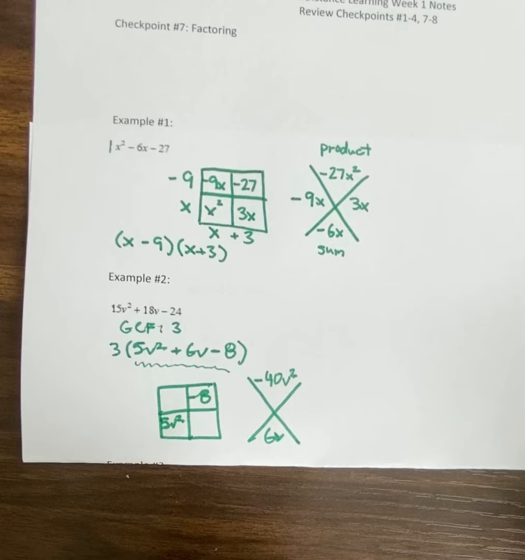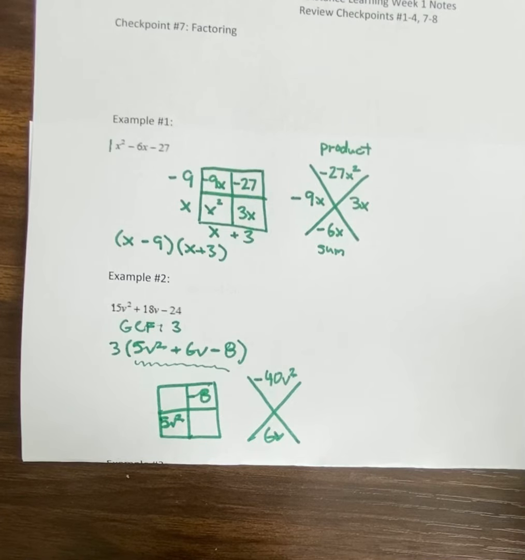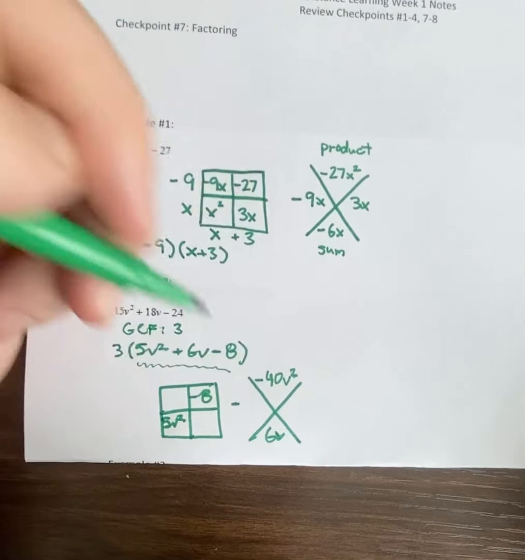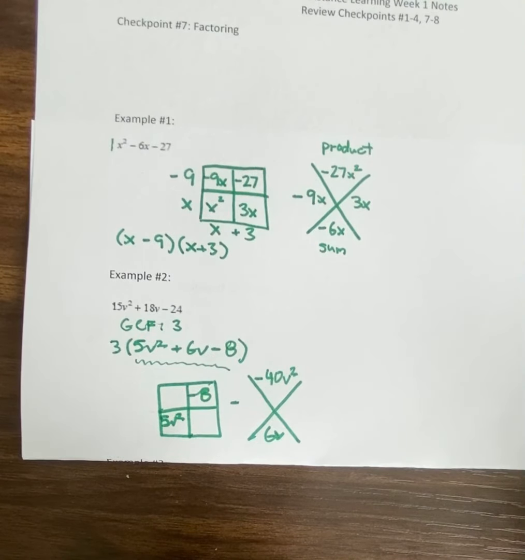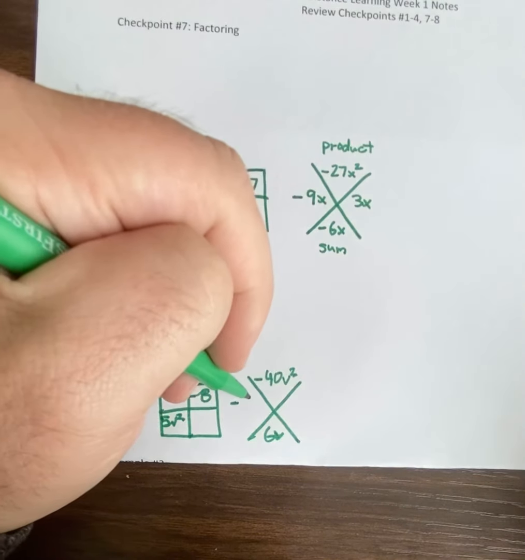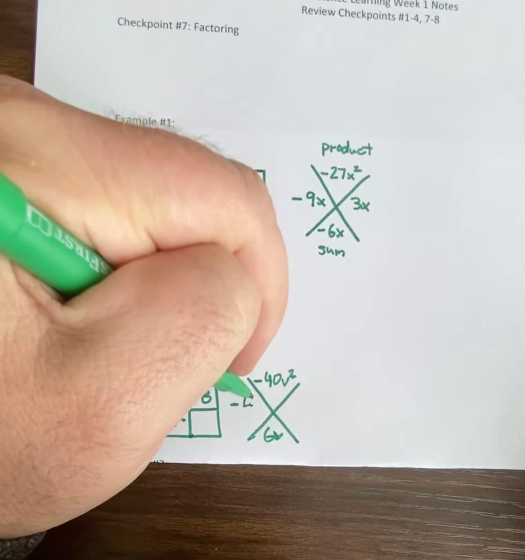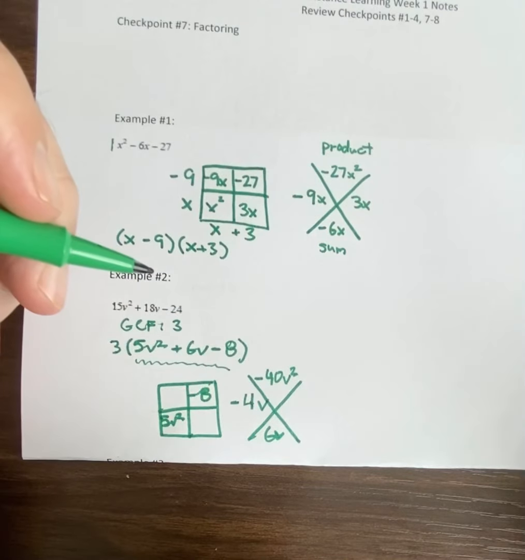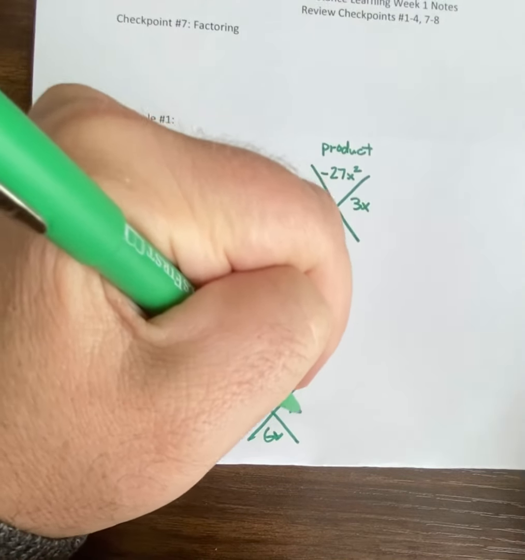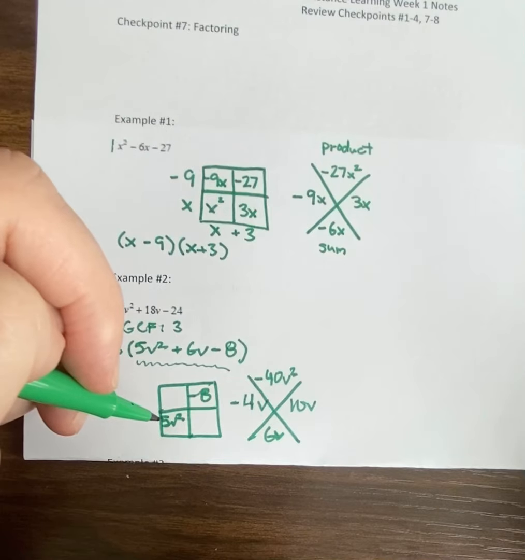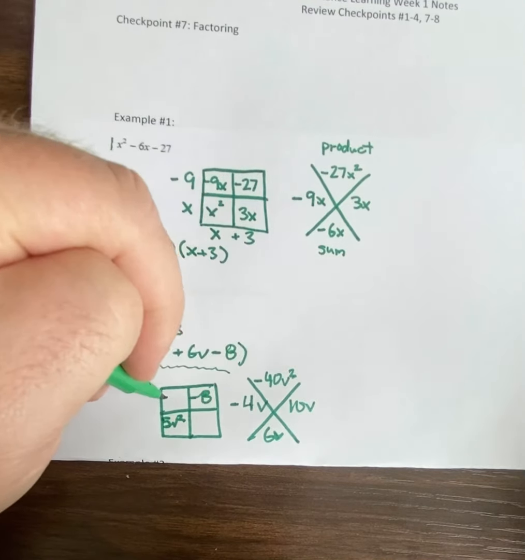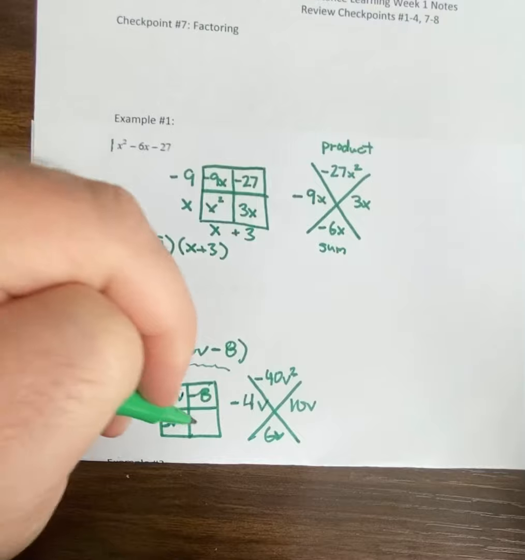So again, we have a negative product, so we're going to have one negative number and one positive number. Our sum is positive, so our positive number is going to have the larger absolute value. And the numbers that end up working here are negative 4v and 10v. So I'm going to write those two here and here.